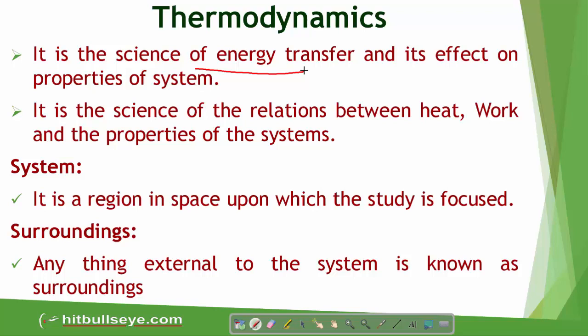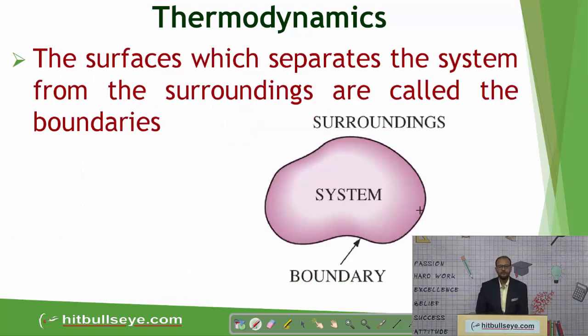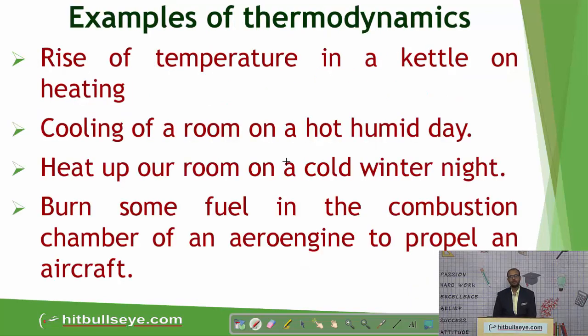System is a region in space upon which the study is focused. What is surrounding? Anything external to the system is called as surrounding, and the surfaces which separate system to the surrounding is called as boundaries. Here we have a system. These are called as boundaries. So boundaries differentiate system to the surrounding. Different types of example in thermodynamics are rise of temperature in kettle on heating, cooling of a room on a hot humid day, heat up of our room on a cold winter night.